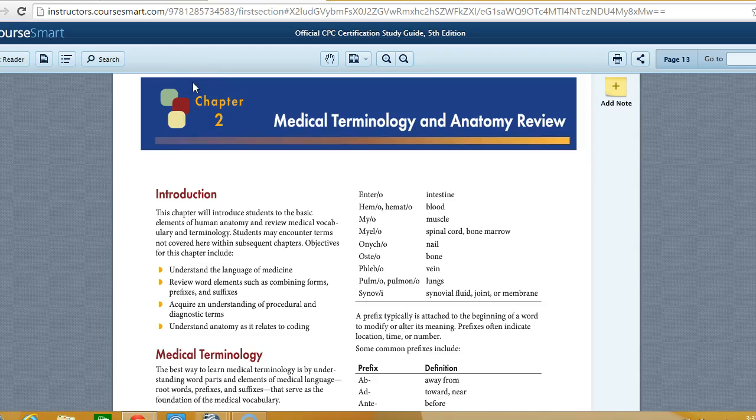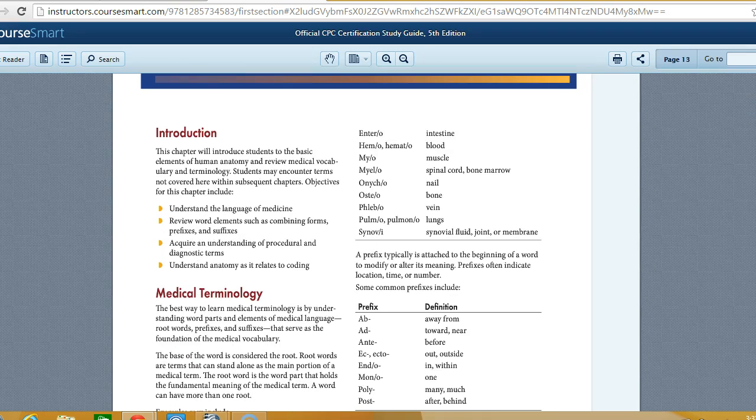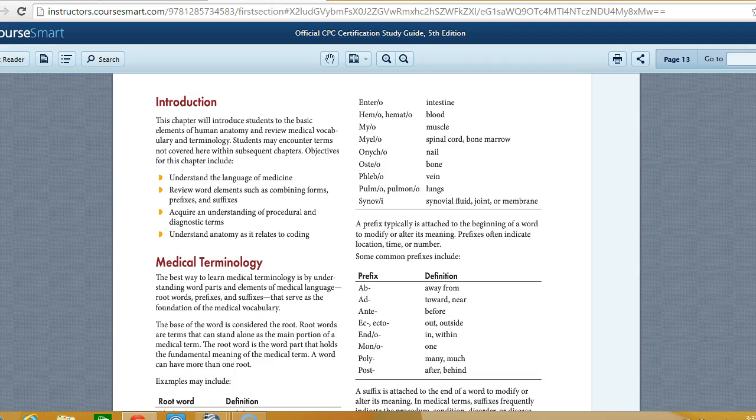Hi class, we are now on chapter 2 and this is medical terminology and anatomy review. In the front of your CPT manuals, you already have the basic medical terminology, all of these things that you see here. Now what I would do if I were you is review these basic medical terms that are found in this book and compare it with the ones that are found in that CPT book.